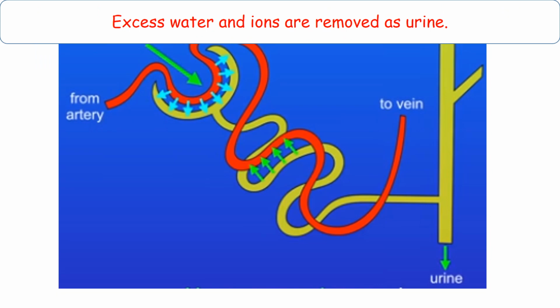Excess water and ions are removed as urine. So if you have taken on a lot of water and you don't need that amount of water in your body, there is a hormonal control there with a hormone called ADH. We're going to talk about that in a different lesson, in the one after this. ADH is responsible for essentially telling the kidneys, concentration's too high of water in the blood, get rid of some, create some more urine. If it's too low, it's like reabsorb as much as you can.